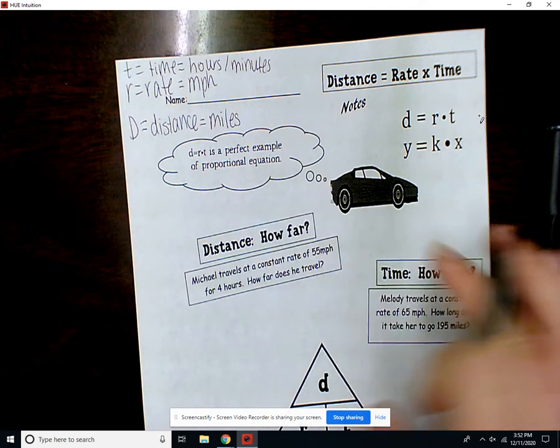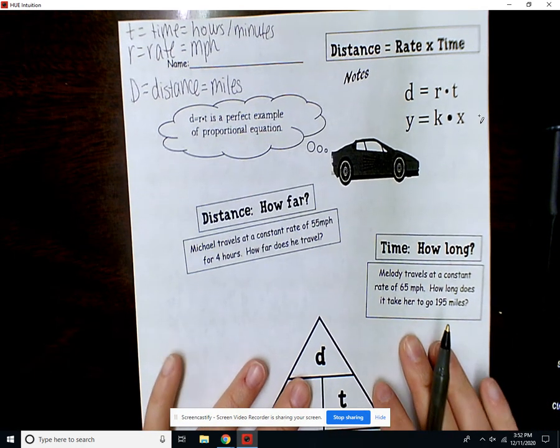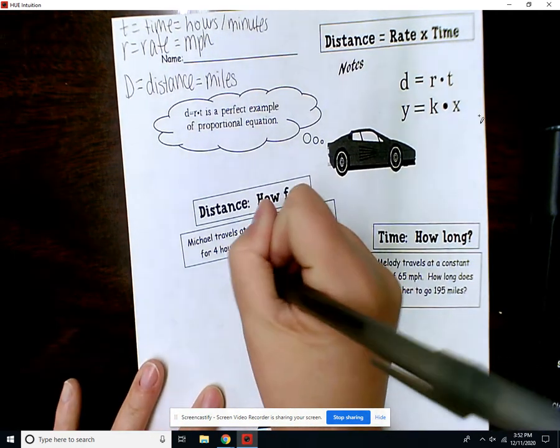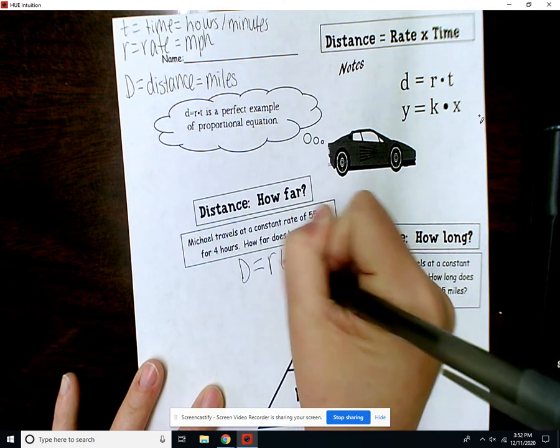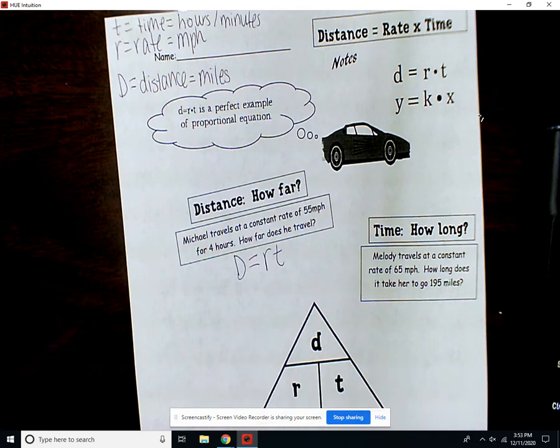So we're going to go through 3 situations, one looking for distance, one looking for rate, one looking for time. The big thing is making sure you plug in the right information into the right letter. So it's a formula. You don't have to memorize the formula, but you do need to know how to use the formula. So we have D equals RT. RT is going to be multiplication.